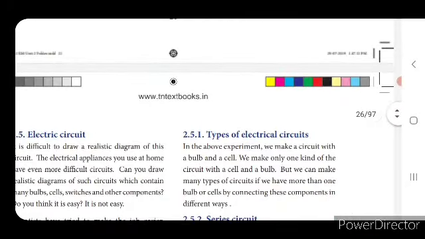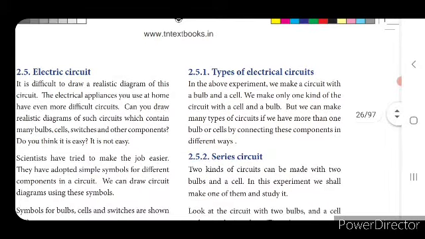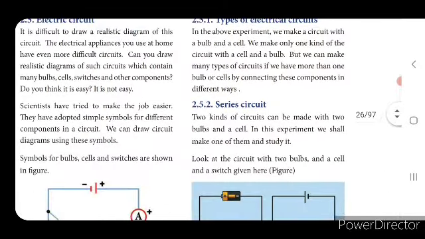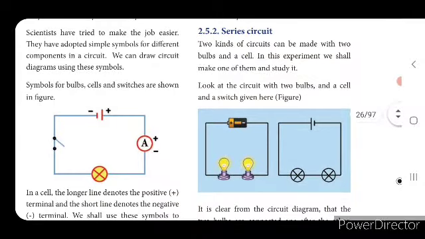Next we will see the types of electrical circuit. There are two types of electrical circuits, series circuit and parallel circuit. Okay children, series circuit and parallel circuit. So here in the first example it is given as series circuit. Here two diagrams are given.